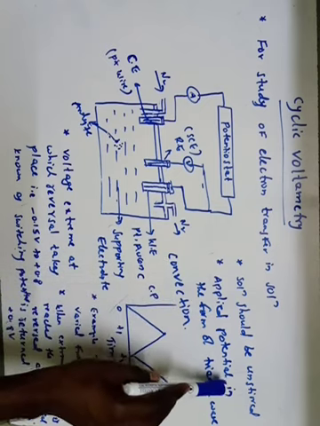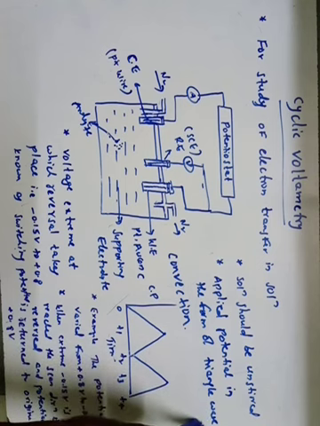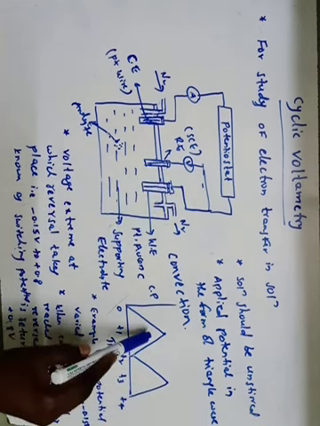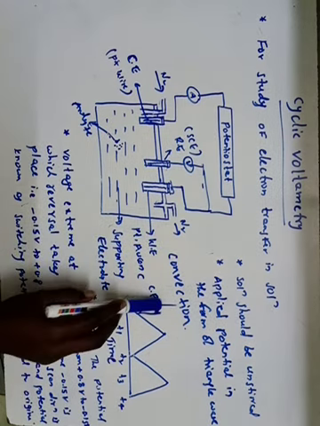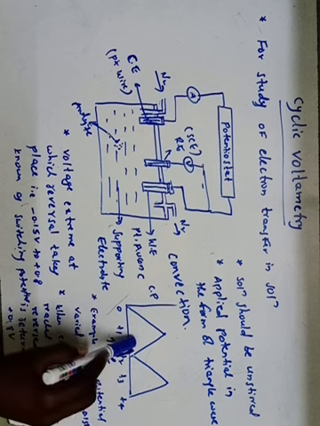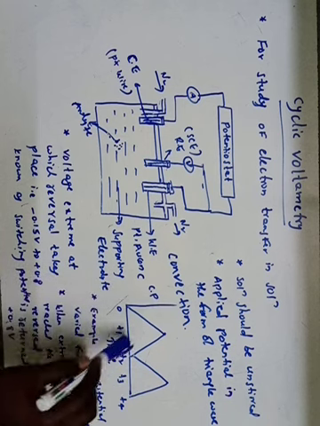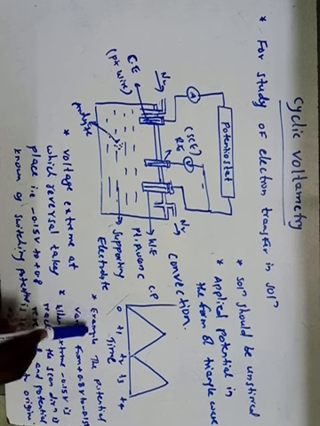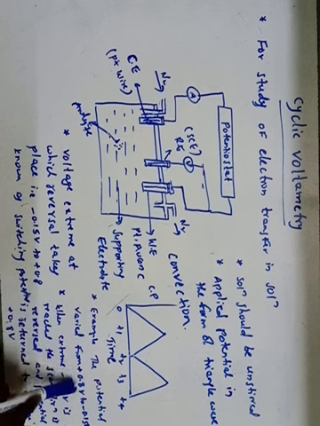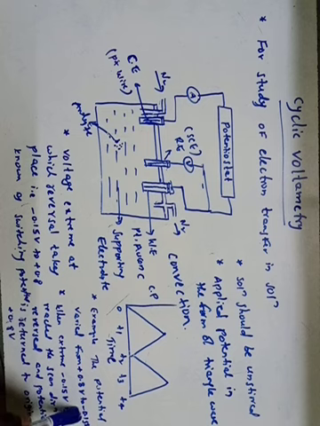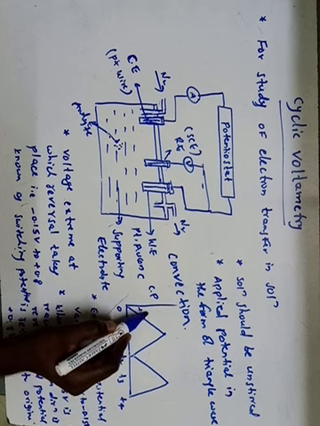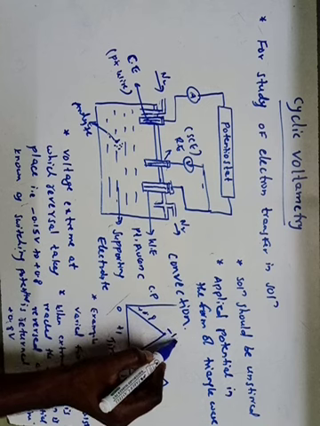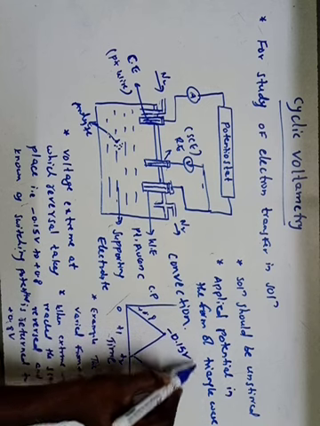The potential is applied in the form of a triangular waveform. We are applying the potential in the form of a triangular waveform in cyclic voltammetry. This is the triangular waveform of the applied potential, and this is the cathodic potential we are applying. Let us take an example. The potential is varied from plus 0.8 volt to minus 0.15 volt.